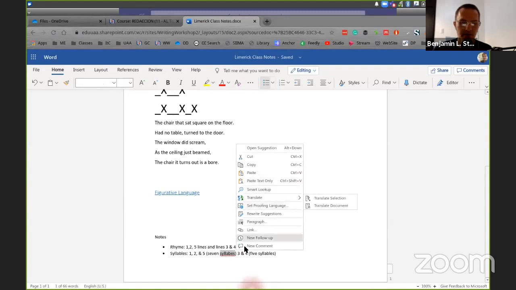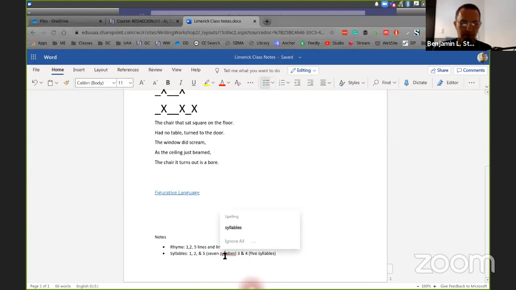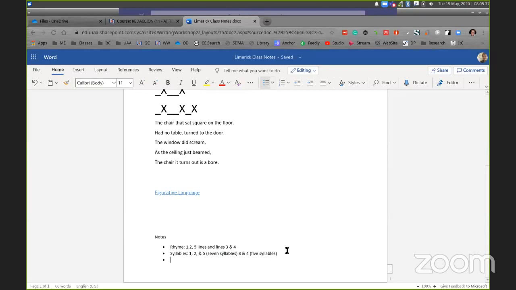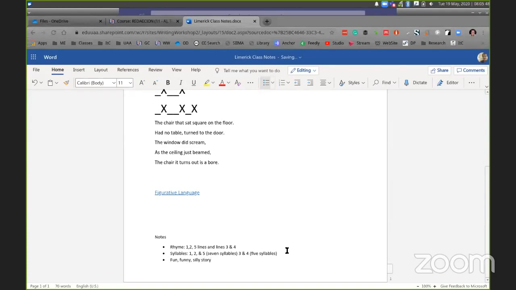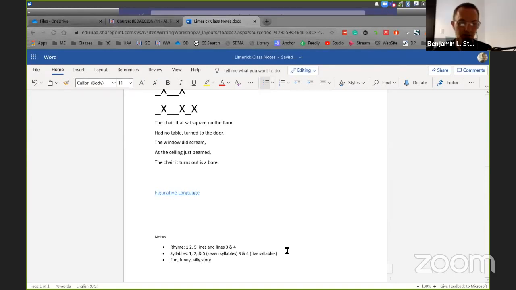Okay. What else? What else is characteristic of a limerick? We've got the rhyme, we've got the syllables. What else? It's fun and silly. Okay, so it should tell a fun or funny or silly story. Okay, it should tell a story, but it should be fun or funny. It should be a silly story, right? So no serious poems here, not for the limerick. It should be a light poem, a light story, a funny story. Anything else?